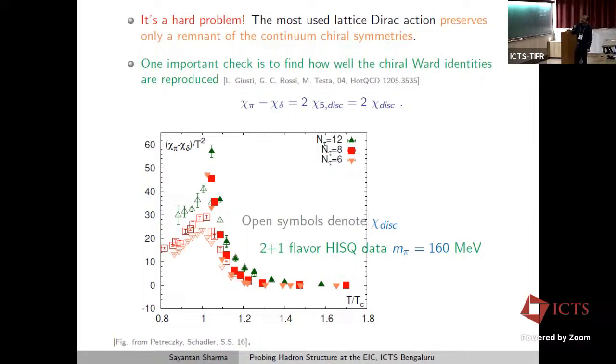And the open symbols of the same shape show this quantity, which is the disconnected piece of the chiral condensate. And what we see is that when we go to finer lattices beyond Tc, when chiral symmetry is restored, these two quantities shown by the closed and the open symbols match, agree with each other. So you cannot see them different here, they all fall on top of each other. And they show very little sensitivity to lattice cutoff effects.